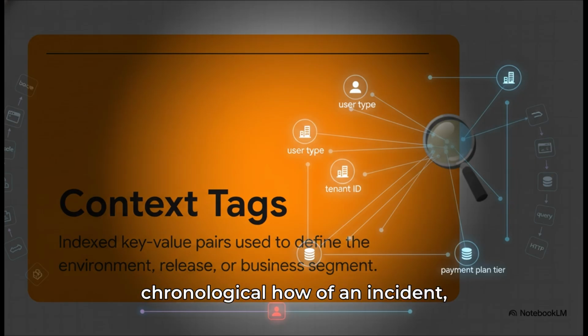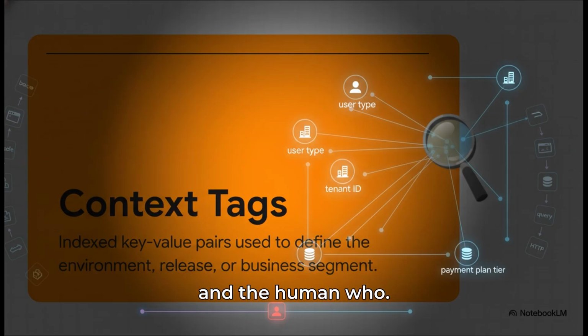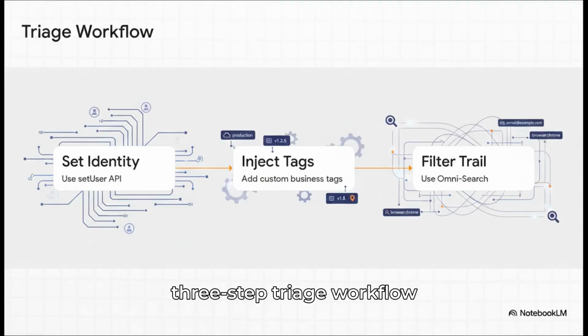If breadcrumbs give you the chronological how of an incident, context tags give you the environmental what and the human who. You can tag a specific user type, a tenant ID, or even a payment plan tier, which instantly makes your error data incredibly searchable. So here is the exact three-step triage workflow a support engineer uses to just slice right through the noise.